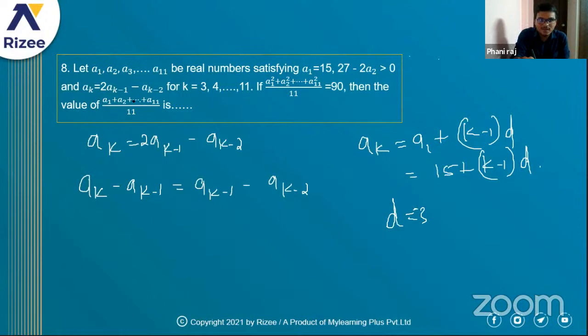Now obviously, if you know the first term and you know the common difference, that means you know all the terms. When you plug in here, you get the final answer to be 0. So there is nothing much to be done.